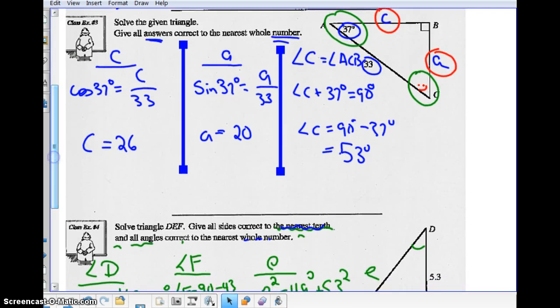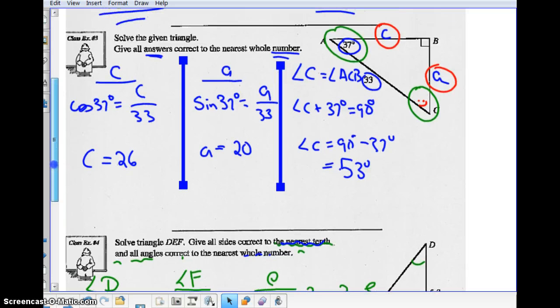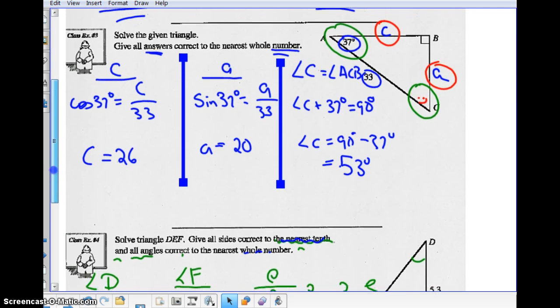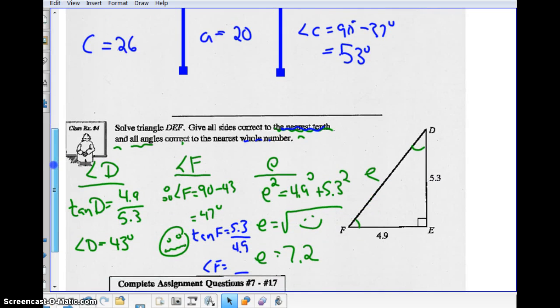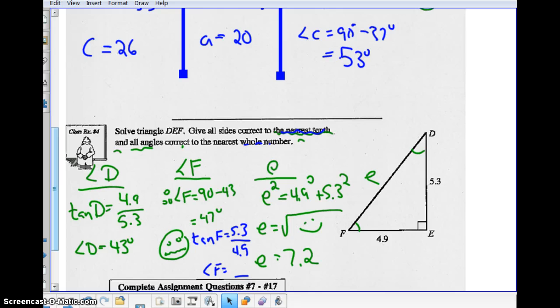So what were we trying to find in this one? If you label things in the triangle, you were trying to find capital D. You need to find an angle D. You also needed to find angle F, and you're needing to find side E. Use Pythagoras' theorem, use trig, find those elements. What did you see? Well, hopefully you saw this. To find angle D, you would have used tangent D equals 4.9 over 5.3. Angle D is 43.